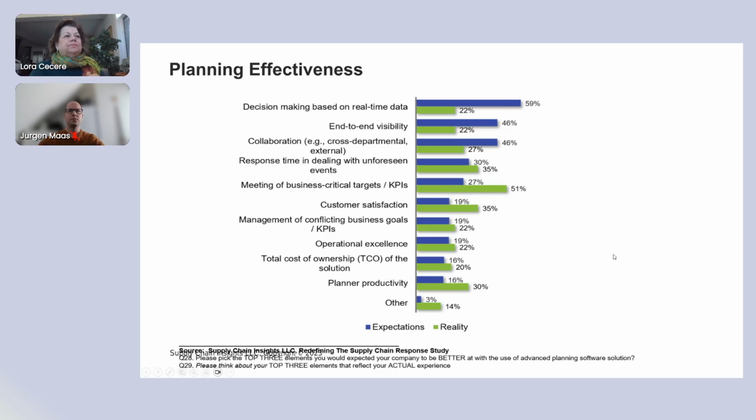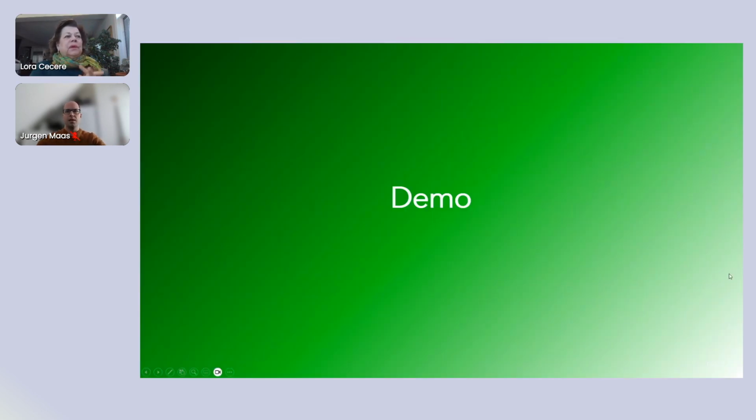Jurgen, next slide. So we're going to do some demos along the way. This is an approach that Jurgen has been working with Pigment on for an overlay to help people with ease of use for S&OP. So Jurgen, I'm going to go on mute here.